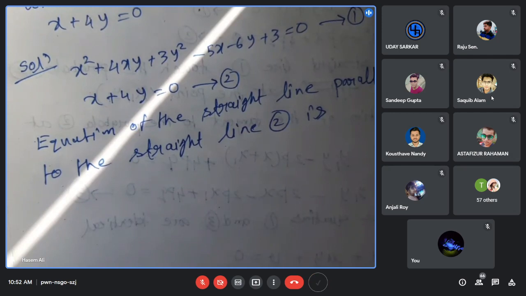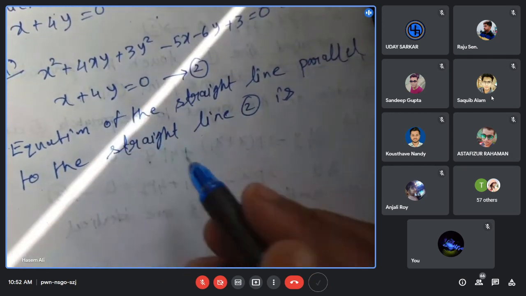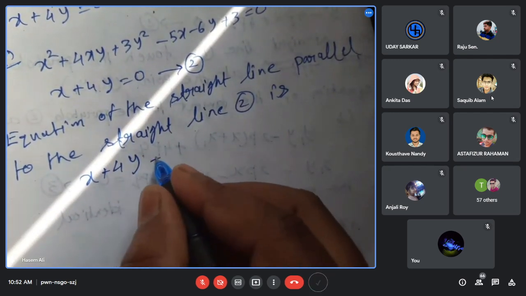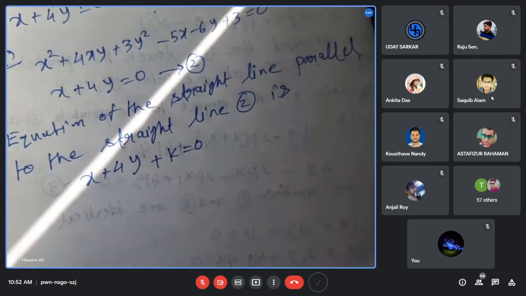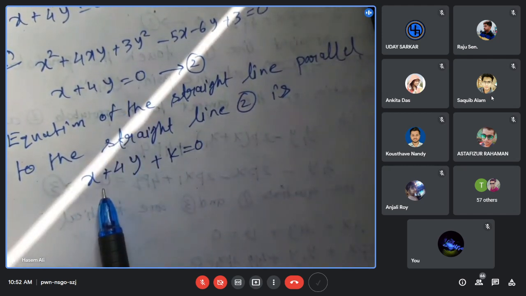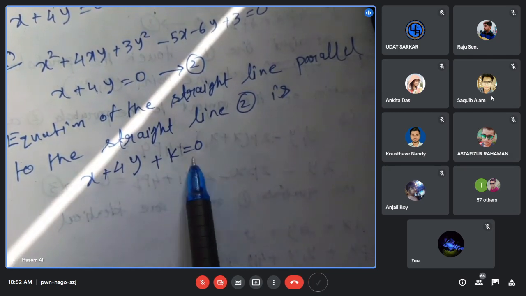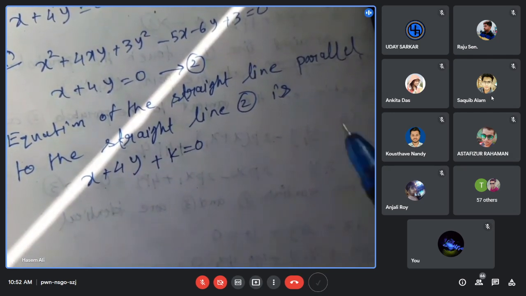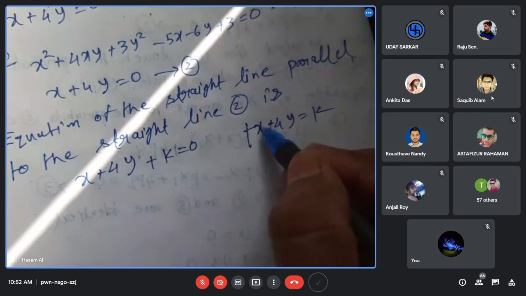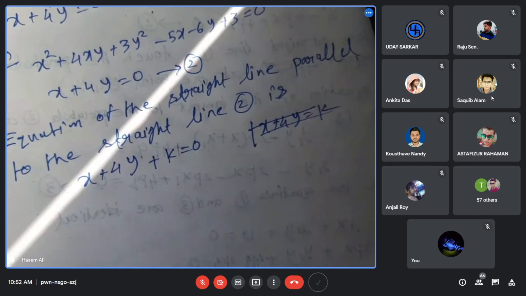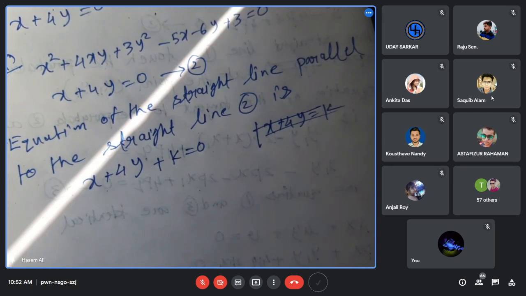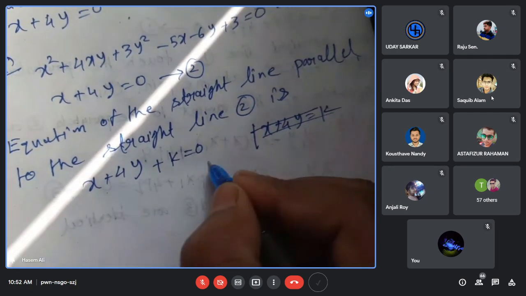So the equation of the straight line parallel to this line will be in this form: x plus 4y plus k equals to 0, or it can be like this: x plus 4y equals to k. This is our equation 3.